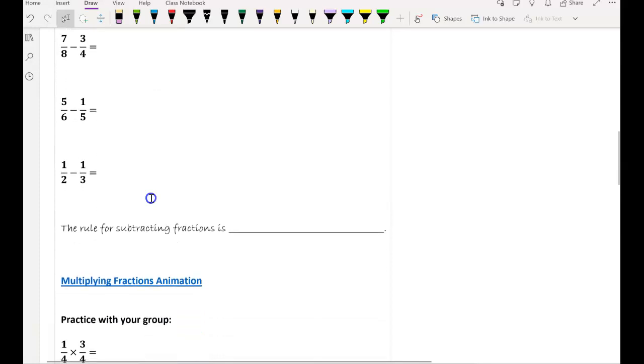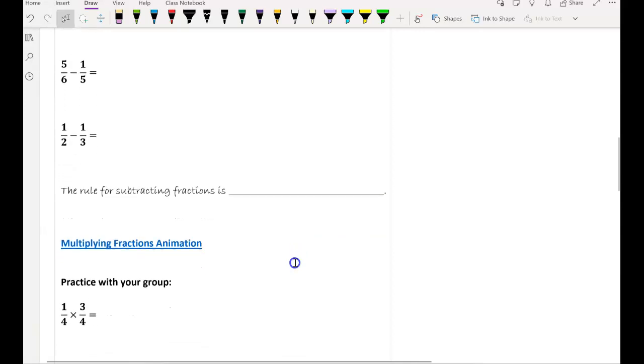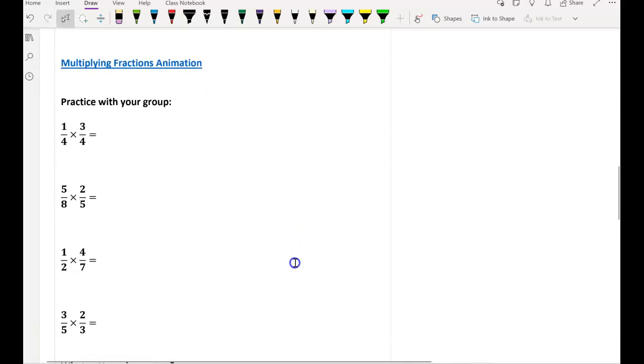Now, when you get to the end, what is the rule for subtracting fractions? What do you have to do in order to subtract fractions correctly? Write that down. The rule for subtracting fractions is, and then finish the sentence. When you've done that, then you'll move on to the multiplying fractions.